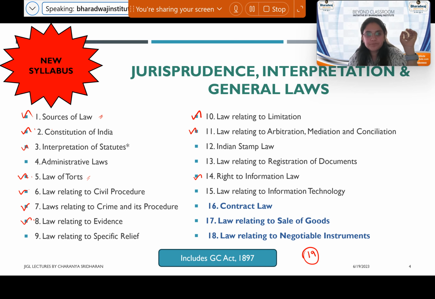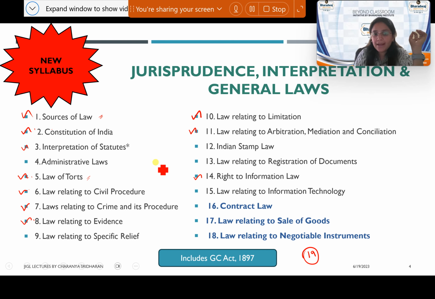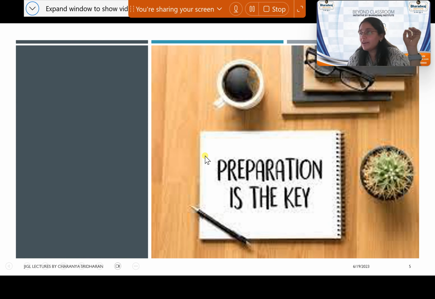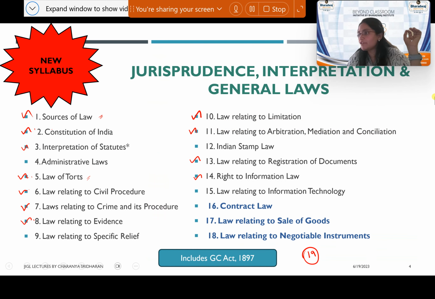Okay. The next chapter that I would be lining up after my Limitation Act will be my Registration Act. Law relating to registration of documents. You heard me right? It is Registration Act, law relating to registration of documents.